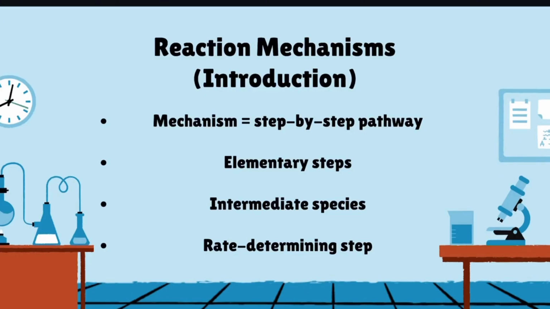A reaction mechanism describes the series of steps a reaction follows at the molecular level. Intermediates are formed and consumed during the process. By evaluating a mechanism, chemists can predict reaction rates and explain experimental evidence.